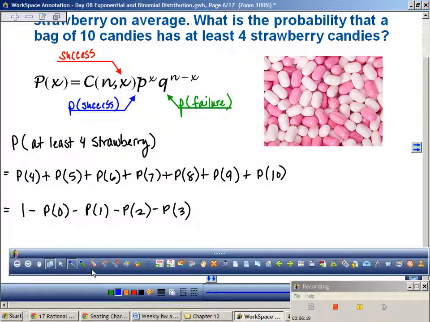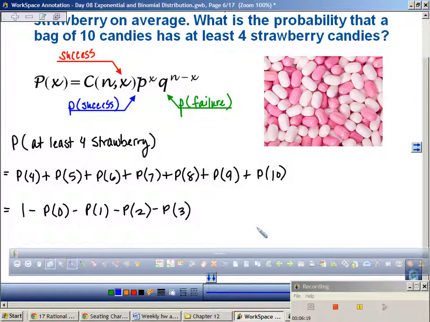If it was at least 6, you would only do 6, 7, 8, 9, 10. You wouldn't do 1 minus 0, 1, 2, 3, 4, 5. You know what I mean? If I said at least 9, wouldn't you just find 9 and 10? So it always is. It said it's 10. Okay, yes, Brian. No way to explain it.